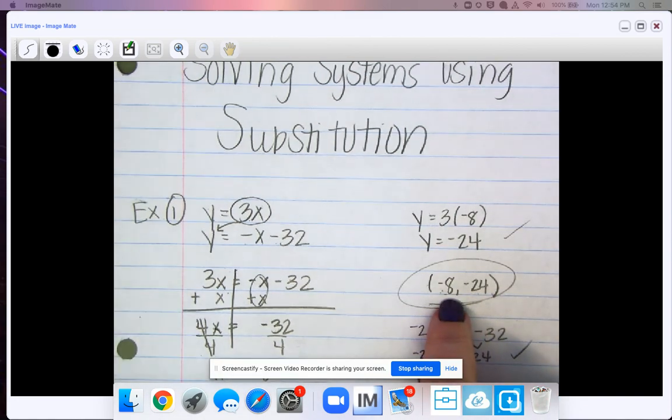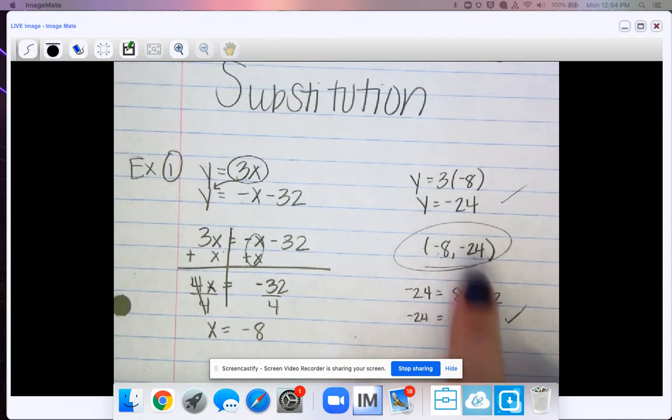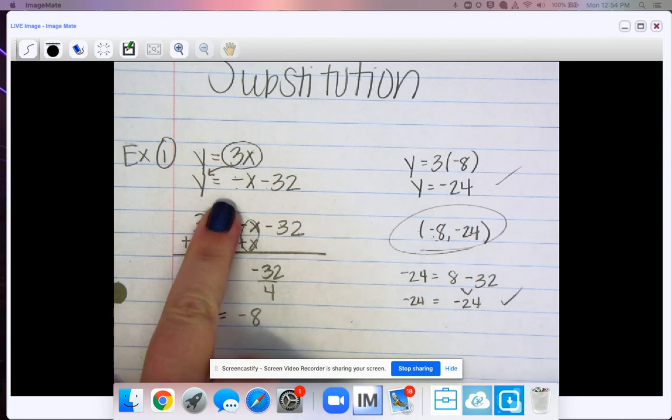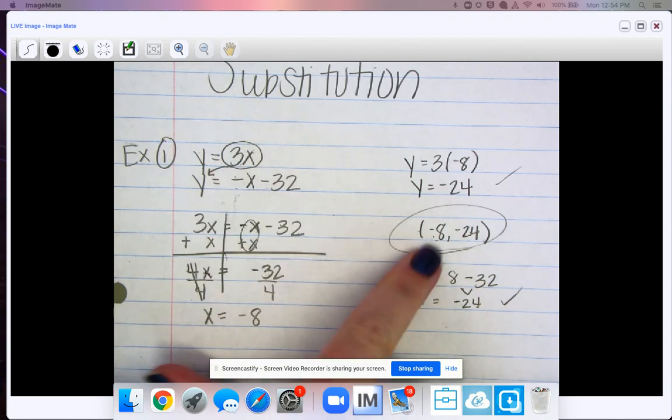Now, because I got a point for this solution, this tells me that when I graph these two lines, they are going to be intersecting. They intersect at this point.